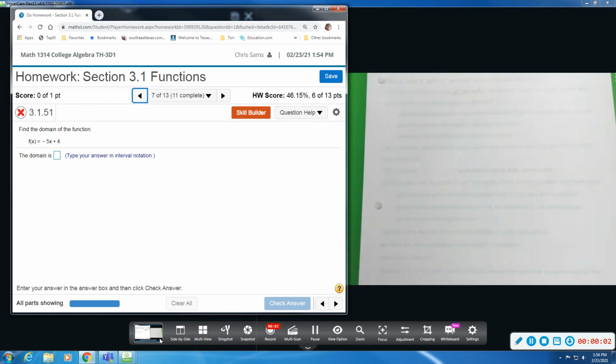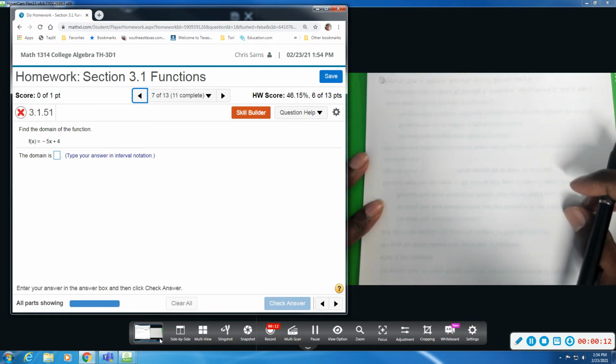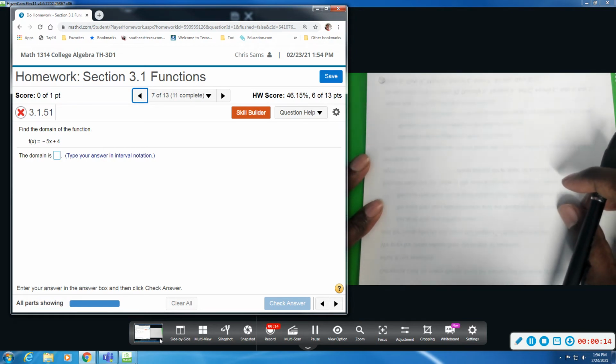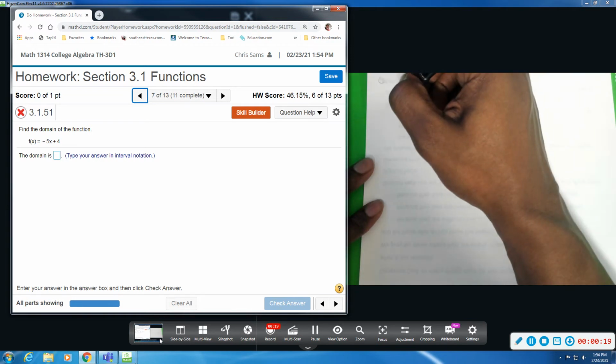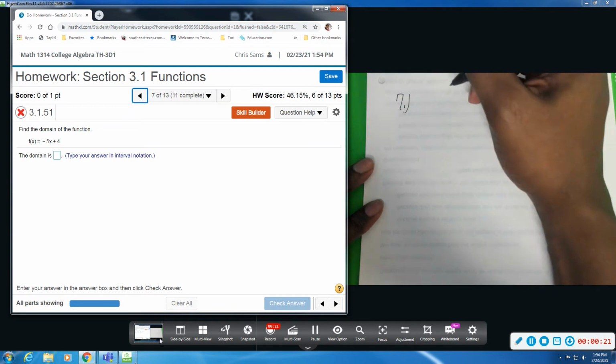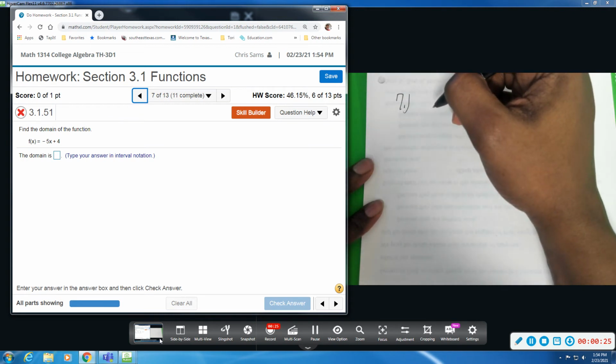All right, number 7, we want to find the domain of the function. So if you go back to problem number 1, there were 3 scenarios that we looked for. We looked for a fraction, we looked for a square root, and we looked for a logarithm. If neither of those 3 are present, then we call our domain all real.